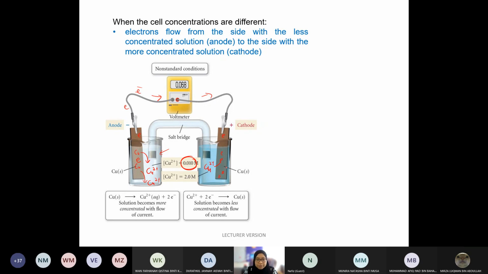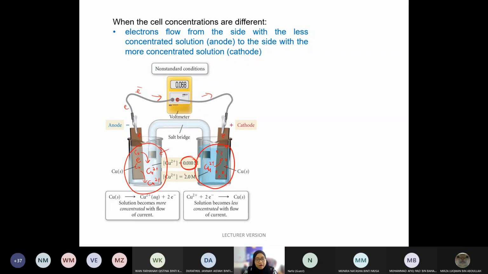So it will get deposited on the electrode. Okay, so after a while, bila dah lama-lama kan dia jump into the solution kan, so it will increase the amount, ataupun the number of copper 2 plus ion in this solution, and this one will decrease.